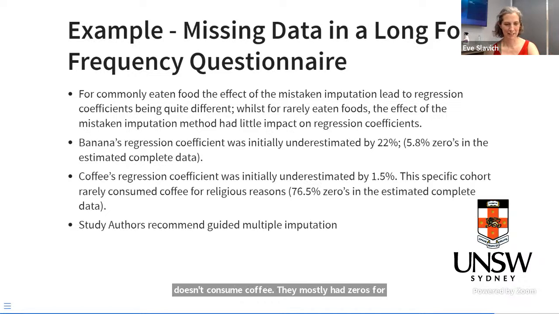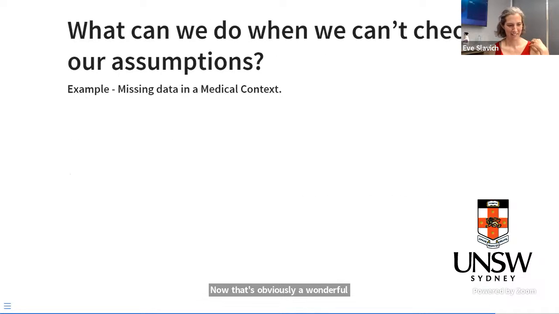So these study authors recommend guided multiple imputation, which is where you follow up a fraction of your missing data and then come up with a model for how to impute the rest of the missing data. Now, that's obviously a wonderful thing to do if you can. What happens when you can't check your assumptions? So I'm going to go through one last example before I close this seminar. And this is also a real example.